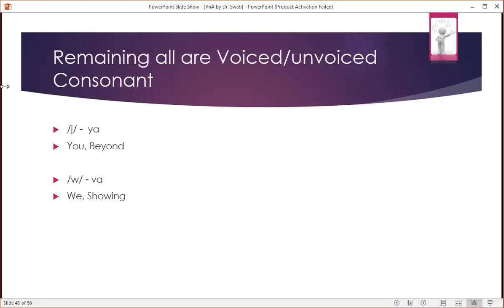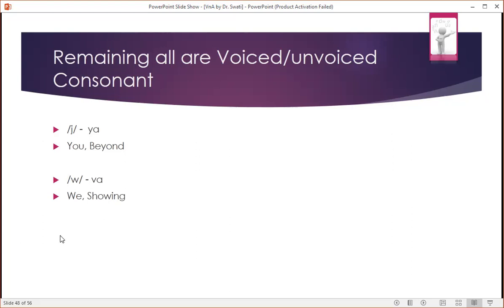Now let's see the remaining voiced and unvoiced consonants. This particular sign looks like J, but it sounds like the 'yuh' sound. It's not Z, but the 'yuh' sound, as in 'you' or 'beyond'. So we don't say it the wrong way, we say 'beyond'.